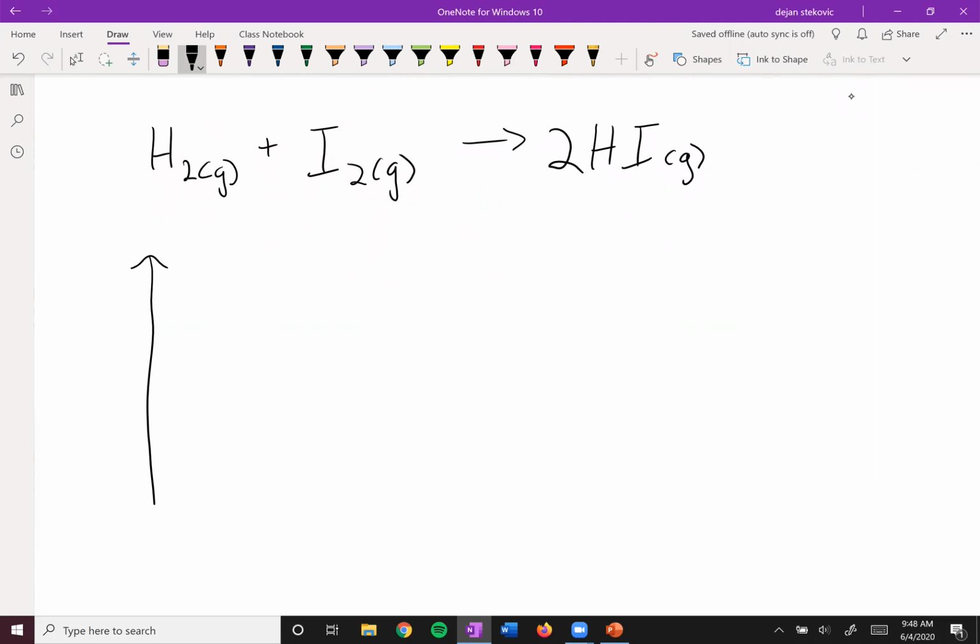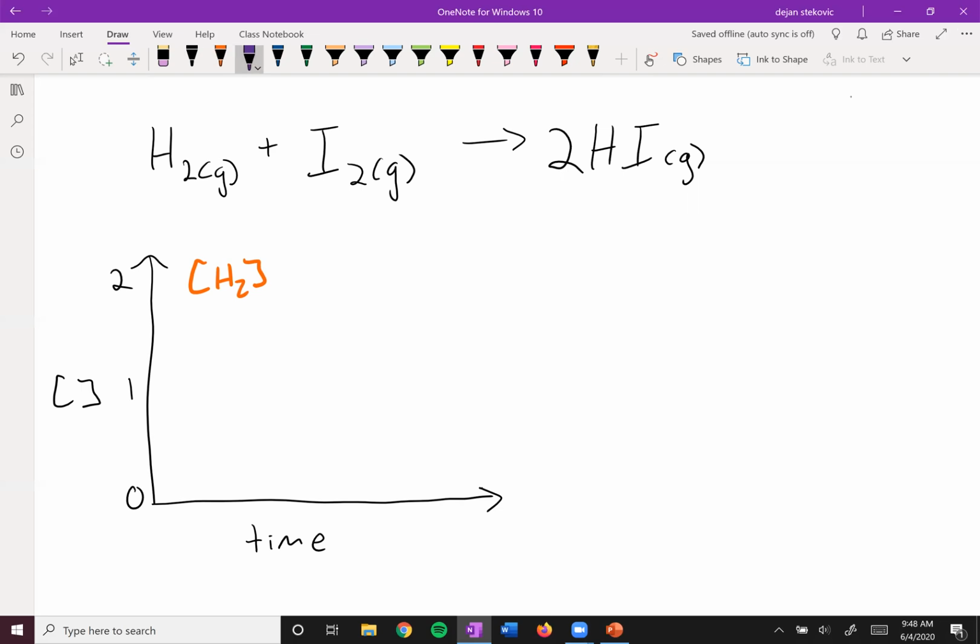So let's take a look at a plot of maybe what this data would look like. We'll put concentration over here, and we'll say 0 molar down here, 1 molar up here, and then 2 molar up here. And we'll put the x-axis as time. We'll think about the concentration of H2 in this orange color, and the concentration of HI in this purple color. Let's say we start off with 1 molar of H2. It's going to be formed into products, so it's going to disappear.